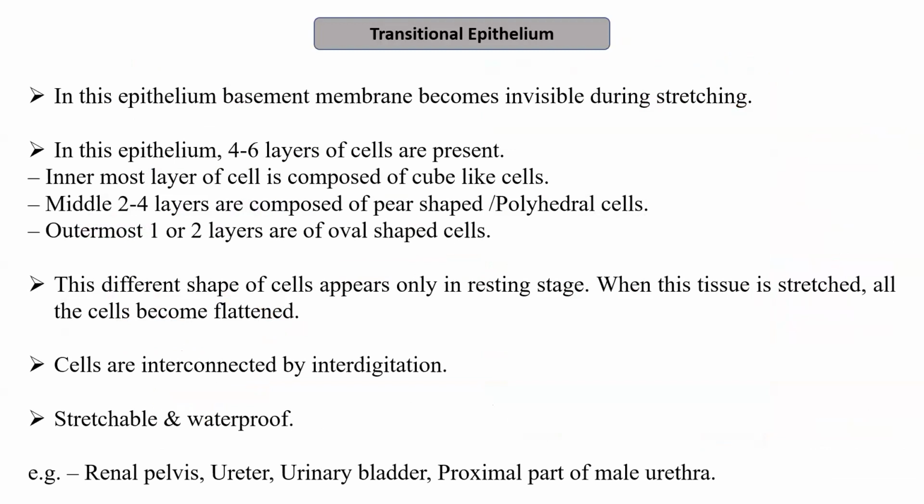Next, we have transitional epithelium. In this epithelium, the basement membrane becomes invisible due to stretching. One of the very important properties of the transitional epithelium is its property of stretching. Wherever we require a stretch in the tissues, transitional epithelium must be present. It is usually present in the urinary system, where we require the expansion or stretching of the urinary bladder, where the urine gets collected.